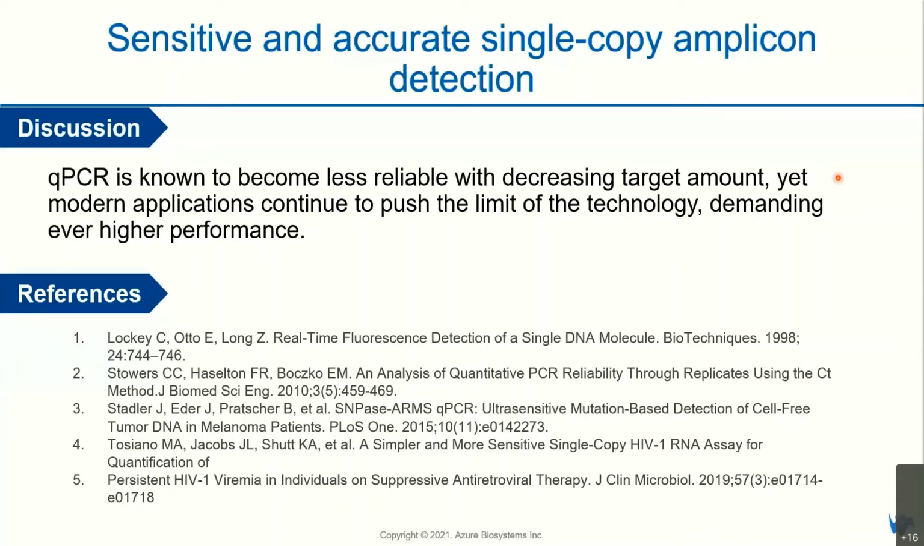But at the same time, we have a lot of modern applications, even research and assays, that push the limit of qPCR, push the limit of this technology and demand higher performance. Thus, we have to use a good optical design and a good system to get the most sensible data out of it. These are the references we use in this particular application note.